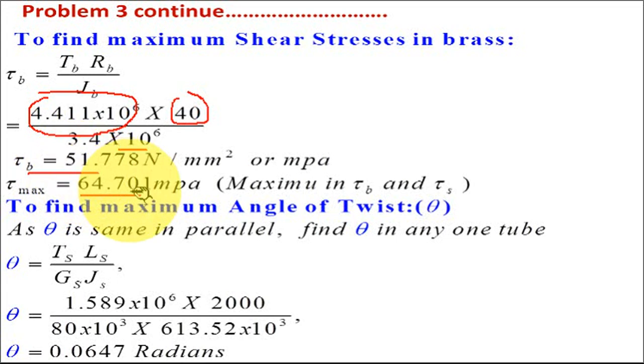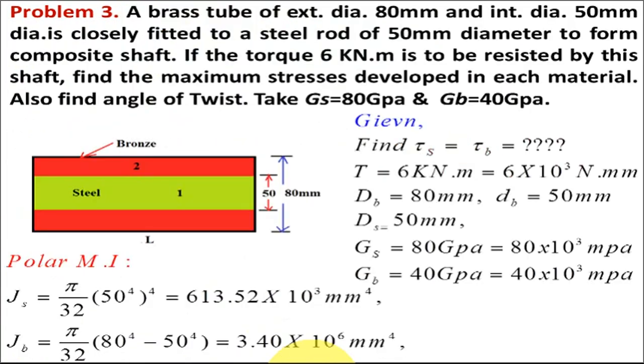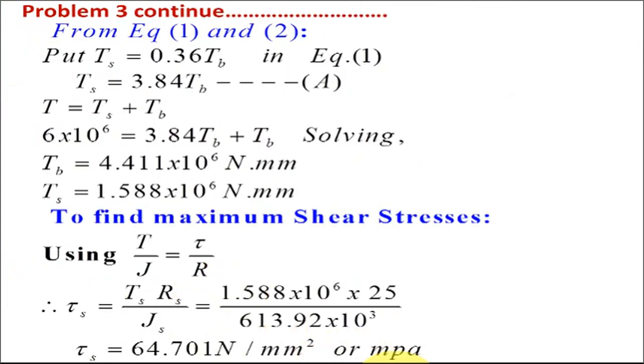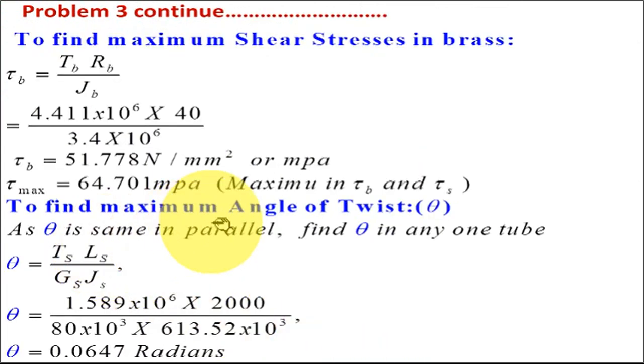And the maximum value, you have to calculate the maximum value. For steel it is 64 and for bronze it is 51. So the maximum value will be 64, that is transmitted by steel. Okay, so this was the first unknown: find the maximum stresses developed in the material. Also find the angle of twist. The second question is also find the angle of twist. It means after knowing the shear stresses, you have to calculate the angle of twist.